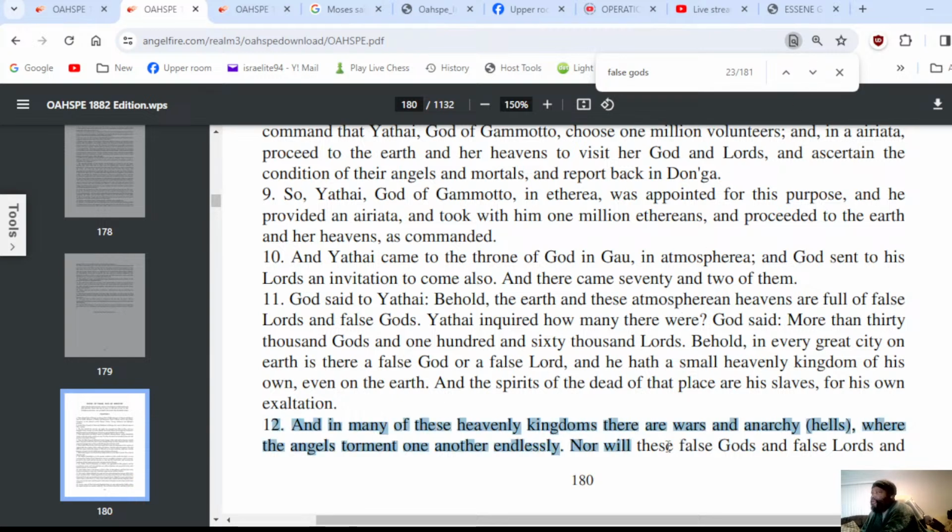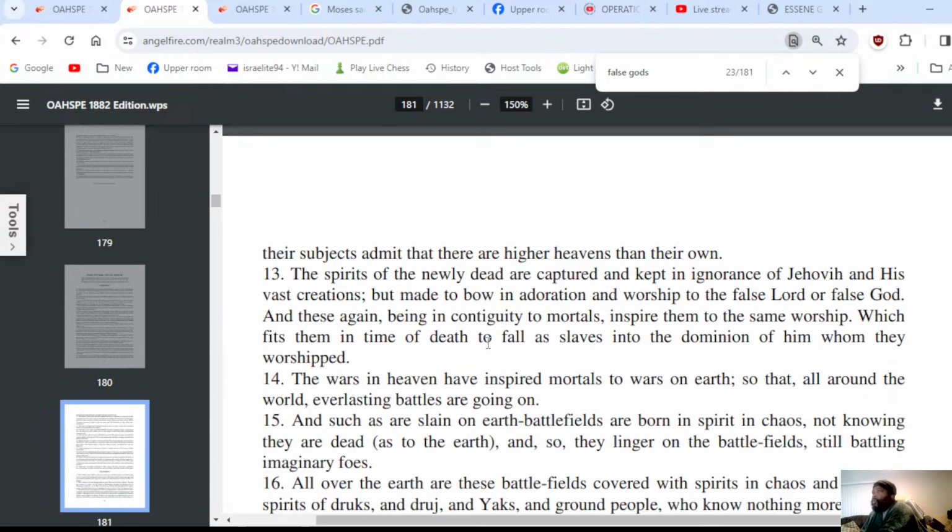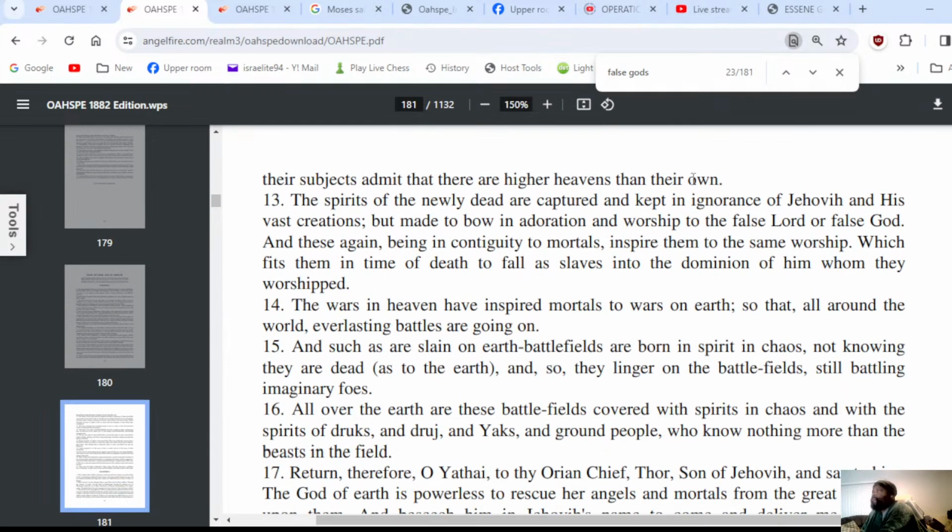And in many of these heavenly kingdoms, there are wars and anarchy, hells, where the angels torment one another endlessly, nor will these false gods and false lords and their subjects admit that there are higher heavens than their own. The spirits of the newly dead are captured and kept in ignorance of Jehovah and his vast creations, but made to bow in adoration and worship to the false lord or false god.